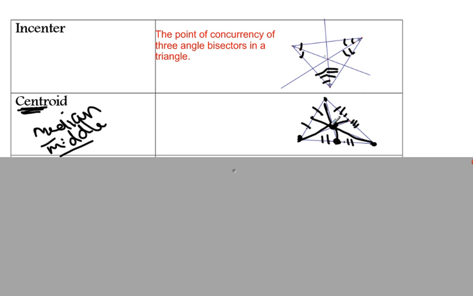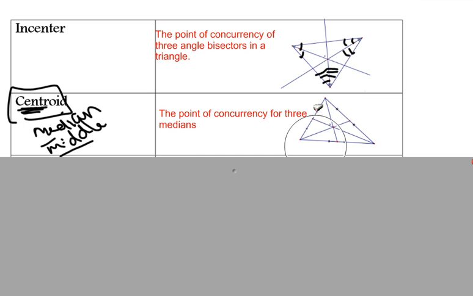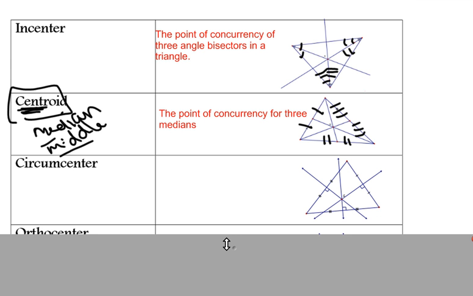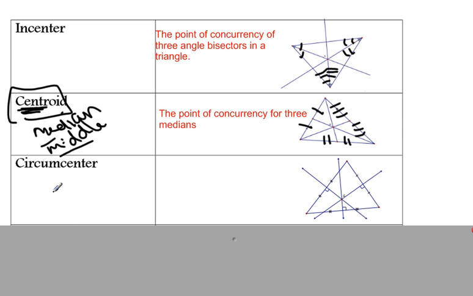Well, this point where those 3 medians intersected right here is called our centroid. And as soon as you see the word centroid, mark your medians. So we mark this side congruent to this side, and this side congruent to this side.